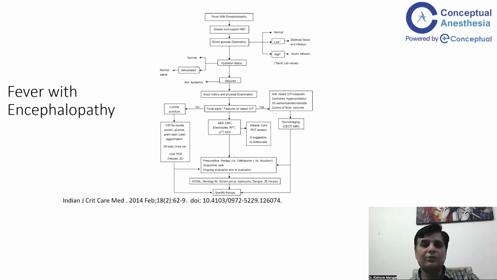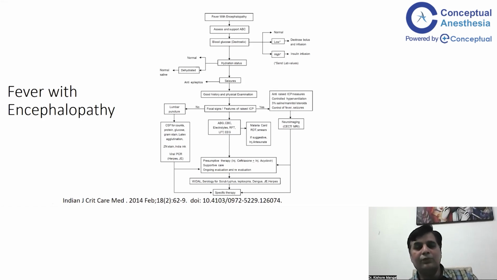If it is high, then you start insulin. Check for the hydration status. If it is normal, then it's okay. More likely that the patient will be dehydrated, start giving normal saline. If the patient is having any seizure activity, then you have to give anti-epileptics. Take a good history, good examination. Check for any signs of raised ICP. If they are there, then you have to give mannitol or 3% saline.